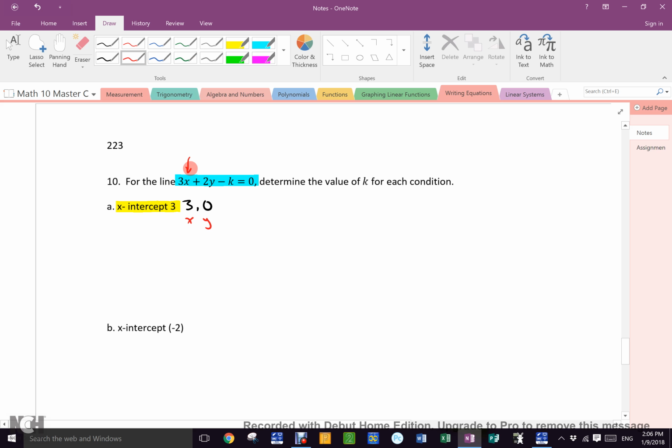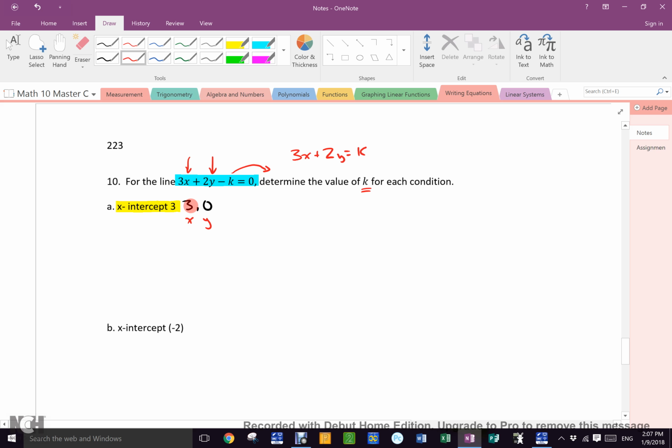What do you see right there? X. What do you see right there? And we need to find k, don't we? So what happens if I move that k over there? What do I get? 3x plus 2y equals k. Aren't I trying to find k?